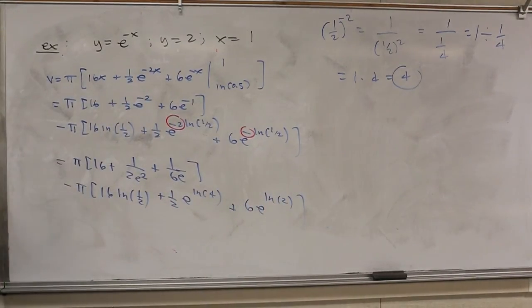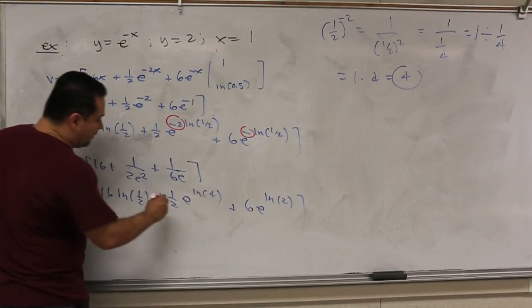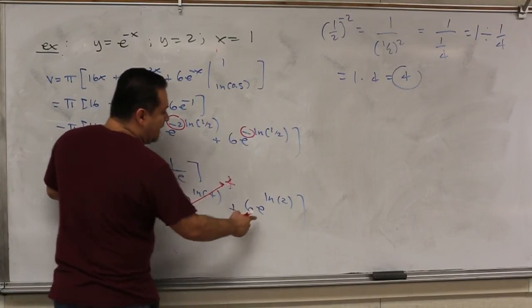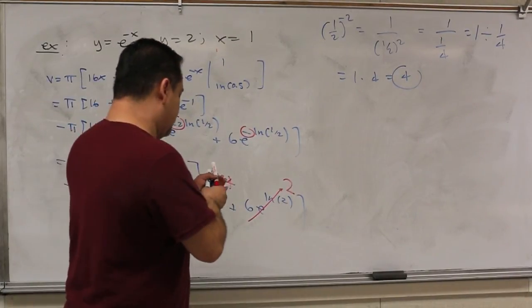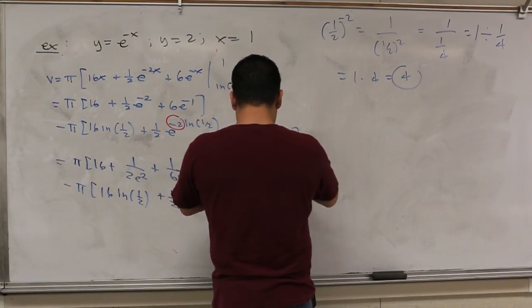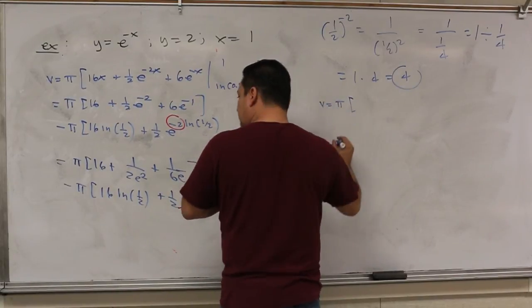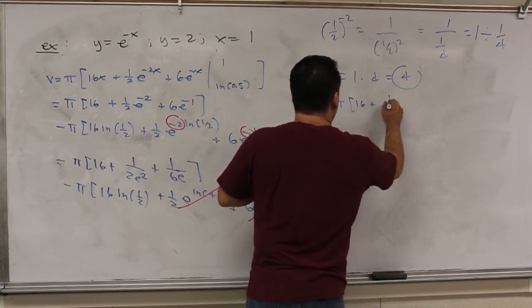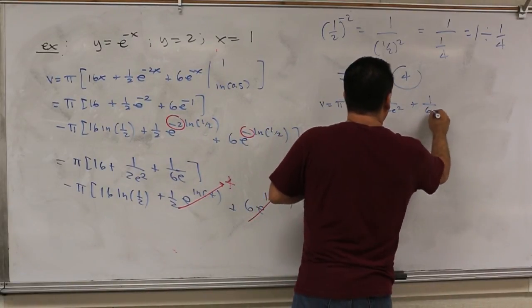Does anybody know why I had to do this? What's e natural log 4? Good. What's e natural log 2? Good. So your volume will be, okay, pi, 16 plus 1 over 2e squared plus 1 over 6e.